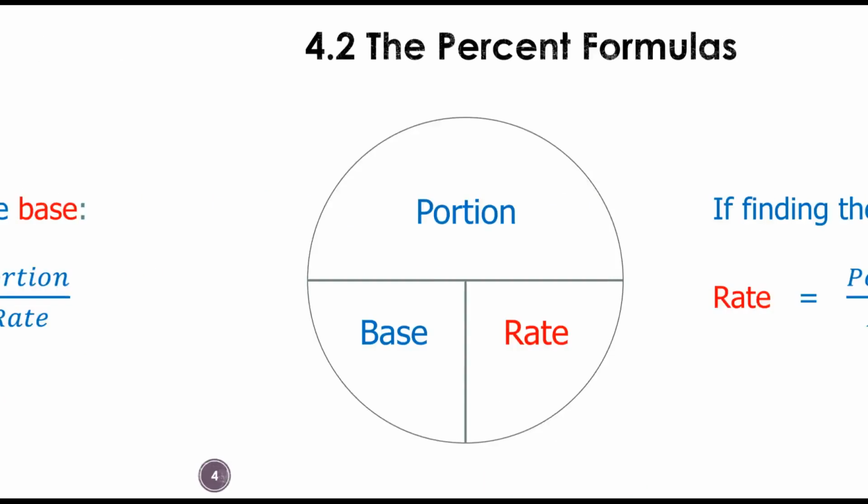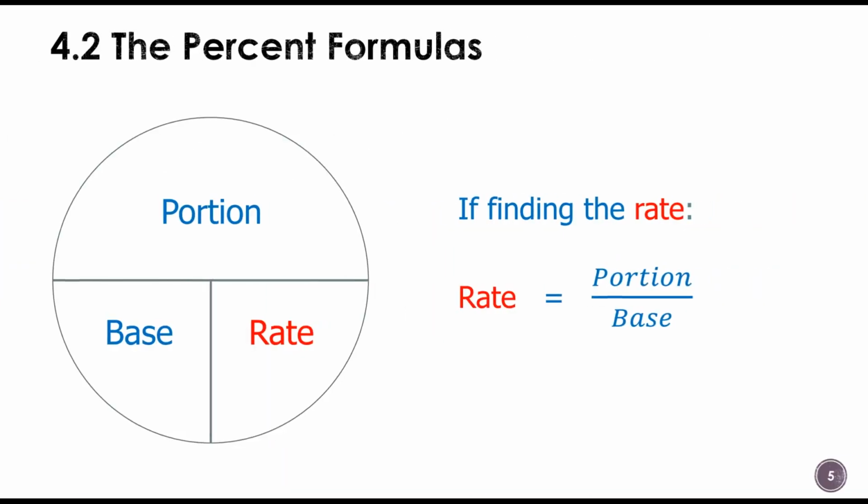We don't know that. And on the last one, if we're finding the rate, same thing. The rate would be the place where we have a question mark because we don't know that yet. And to find it, we take the portion and we divide it, right? Division, remember that a fraction bar is also considered a division bar. And so portion divided by base then would give us the rate. The only way to really understand these is just to practice.